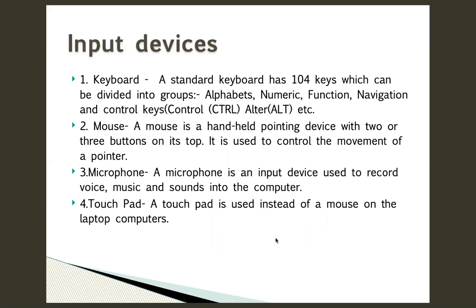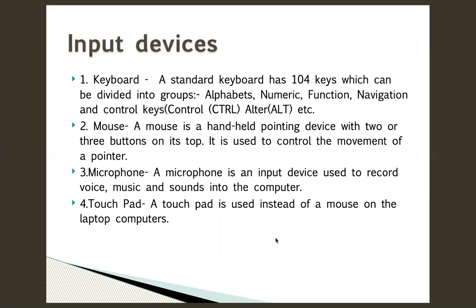And lastly is control keys. Control keys are, for example, the control key itself, then alt. These are the keys that we use in combination with another key. For example, if I want to save a file with the shortcut key, what I will use is Control S. Yes, so this is a combination of 2 different keys.